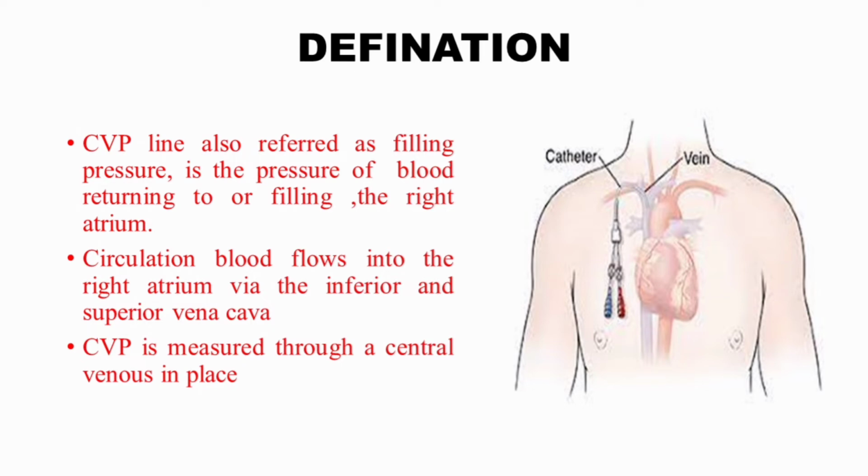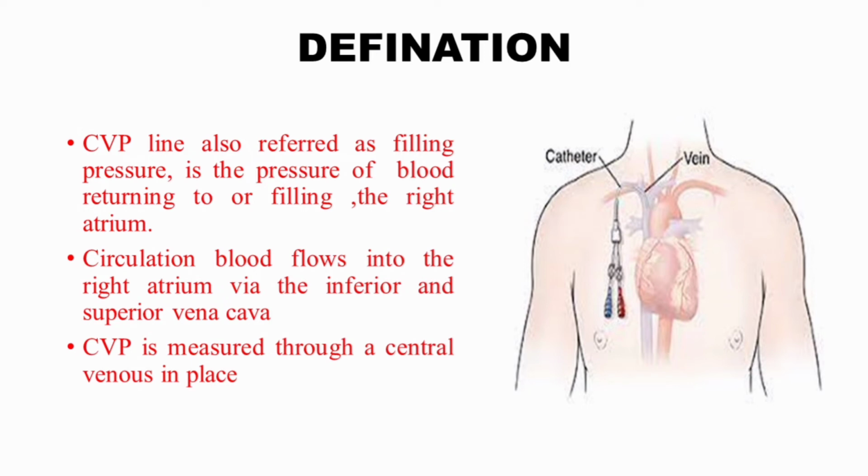What is CVP? Central venous pressure. Central venous pressure is also referred to as filling pressure and is the pressure of blood returning to or filling the right atrium. Circulating blood flows into the right atrium via the inferior and superior vena cava. Central venous pressure is measured through a central venous catheter in place.